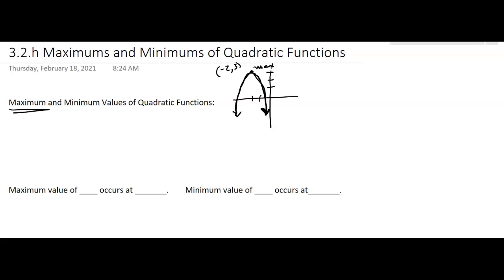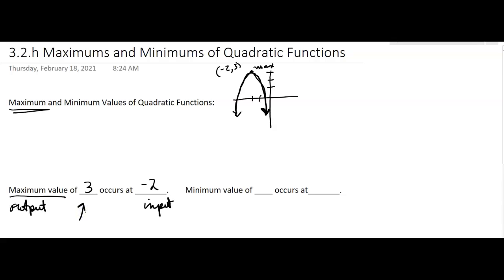But what's the maximum value? This is talking about the output. So in our case, the maximum value is 3. The maximum value occurs at -2. So this is like the y, and this is like the x. I don't even like to think of it as x and y. I like to think of it as input and output. So here's your input, and here's your output.